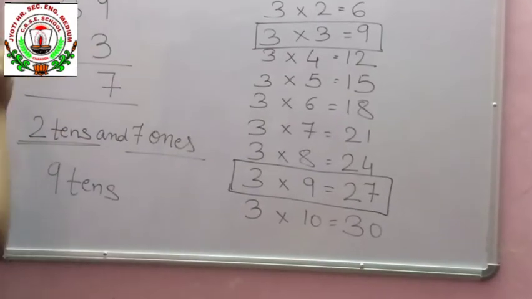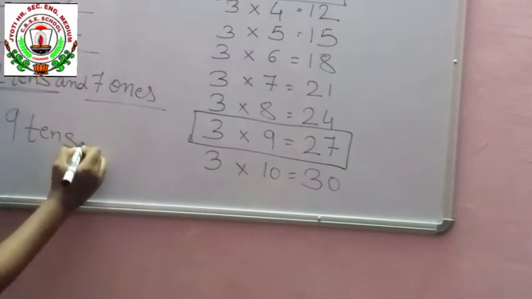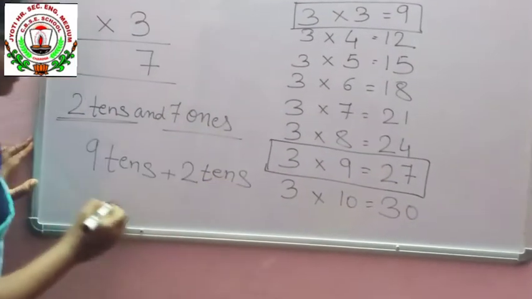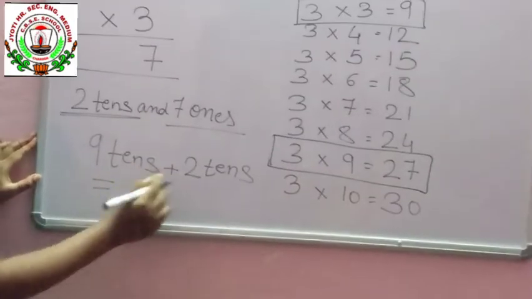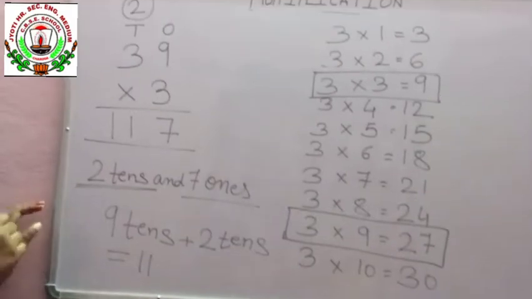And this 2 is in tens place. So 9 tens plus 2 tens. What is the answer? 9 tens plus 2 tens? 11. So we write 11 here.